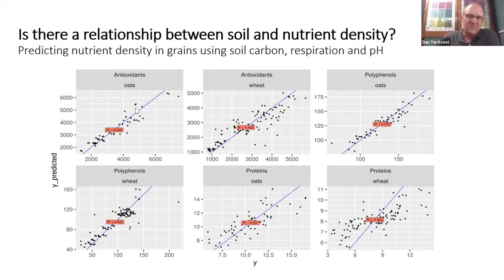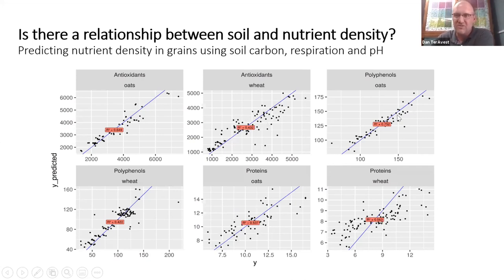This blue line that you see is what we would call a one-to-one line. On the y-axis here are the predicted values. On the x-axis here are the actual values. So if we had perfect predictions, our actual value would be 2000 and our predicted value would be 2000. Our actual value would be 4000, our predicted value would be 4000. It would fall right on this line.